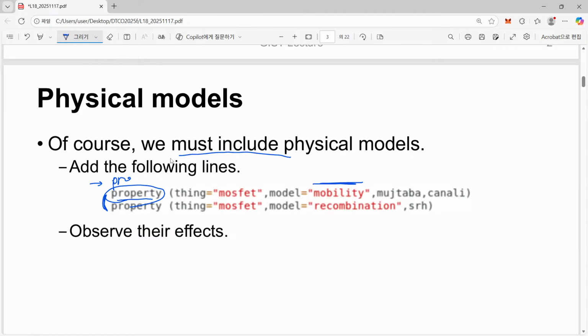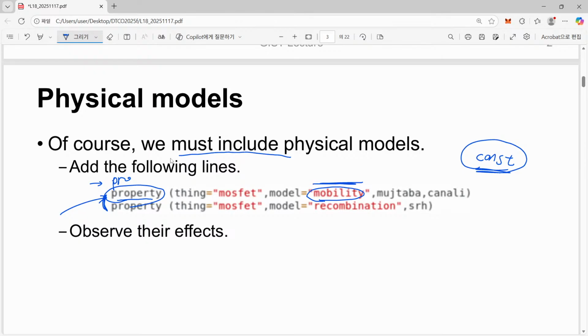However, all other property lines are just optional in principle. If you don't specify anything, then the simplistic model in that category will be used. In many cases, we don't use anything. For example, if we do not specify any mobility model, then naturally we just use the constant mobility model. Then how can you have a constant mobility model? Just do nothing.